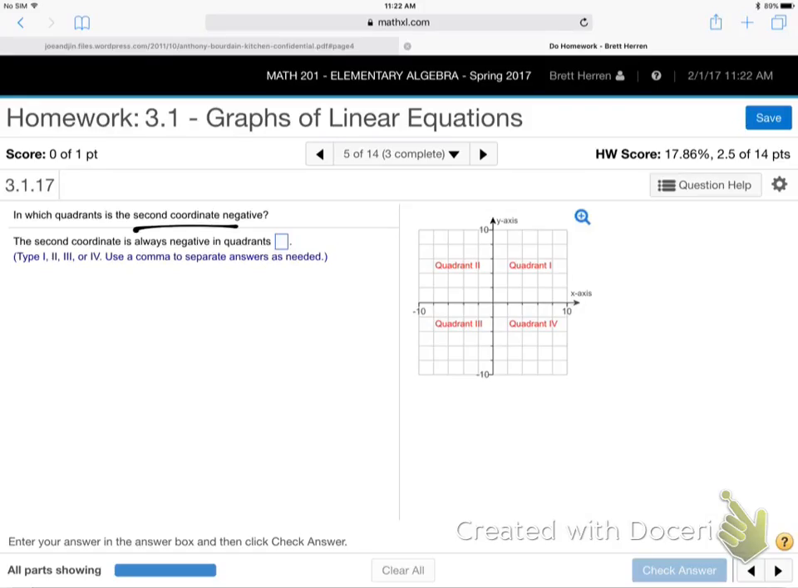Second, yeah, so they're saying second coordinate. So that means like the first coordinate, the second coordinate. This one is negative. It's a negative number. So this is x and y, isn't it? In which quadrants is the second coordinate negative? Meaning the y, right? Because x's come first, then y. So what quadrants is the y coordinate negative?